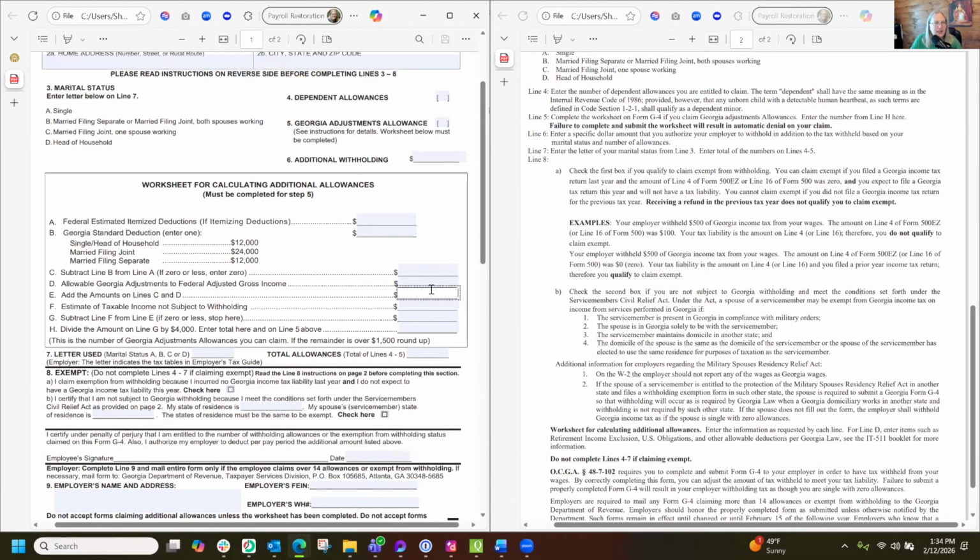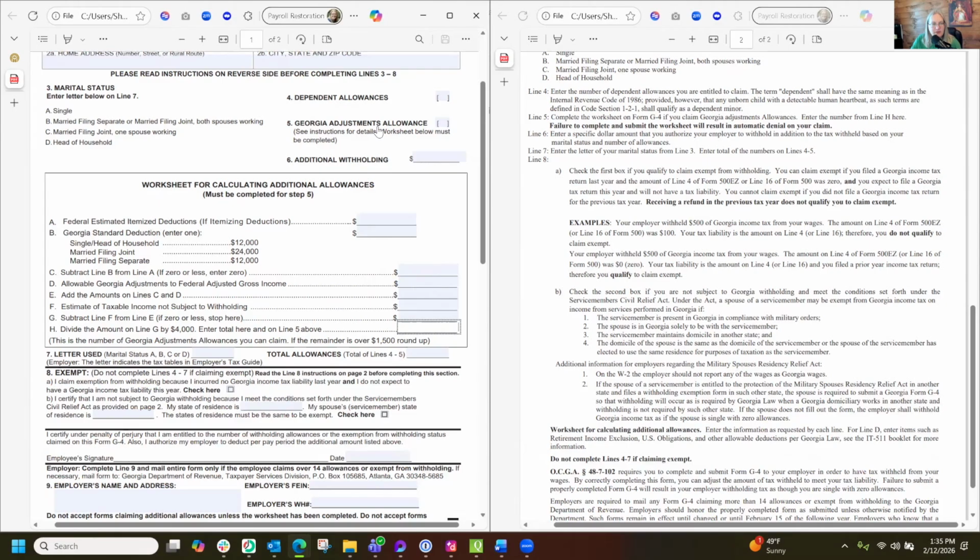And E is you're going to add amounts on line C and D. F is the estimated taxable income not subject to withholding. G is more math. You're going to subtract line F from line E. If 0 or less, you're going to stop. If you have a number in G, you'll continue on to H and you'll divide the amount on line G by $4,000 and you'll enter that total on line 5. So you have to do the worksheet in order to get the number for line 5.